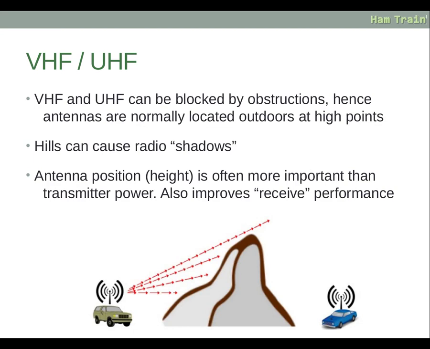VHF and UHF can be blocked by obstructions, hence antennas are normally located outdoors and very high up to give it a good overview of the area. Hills can also cause what are called radio shadows, and if you look at the diagram below, if you're transmitting from one vehicle and there's a hill or a mountain in the way, that will block radio waves from reaching the car on the right there, and that dead area where they receive no signals is called a radio shadow.